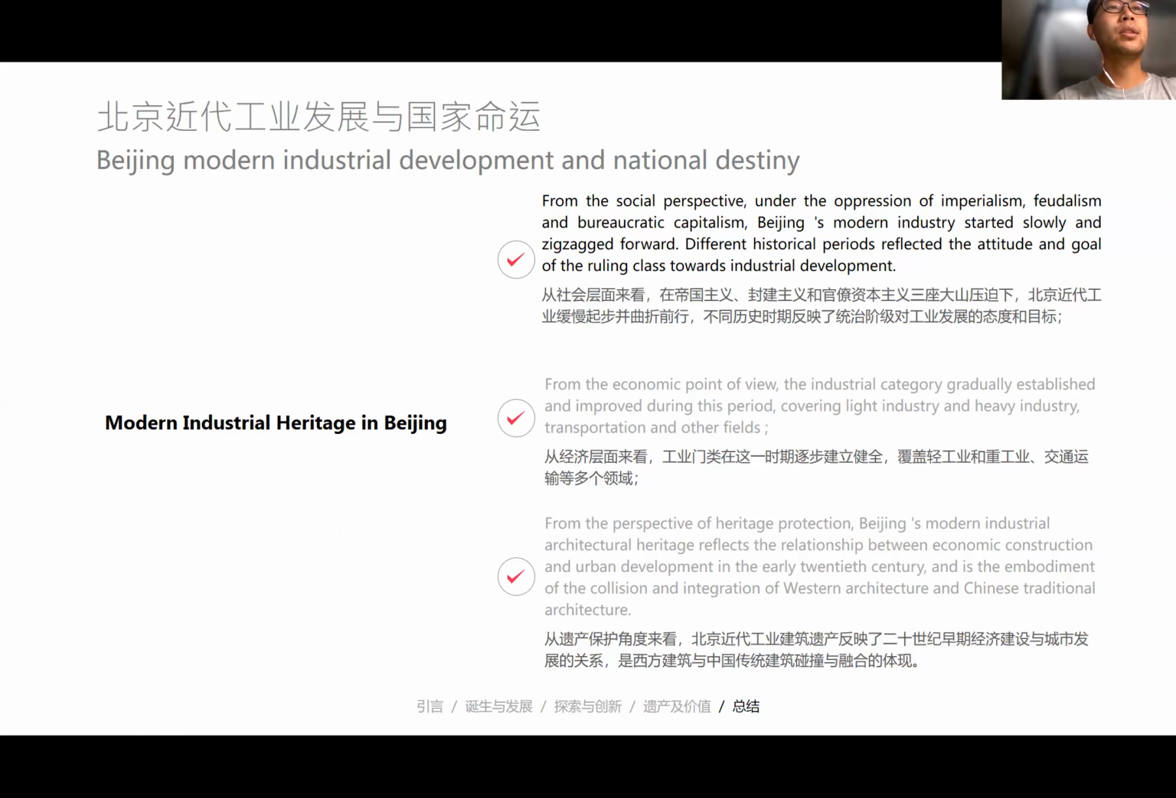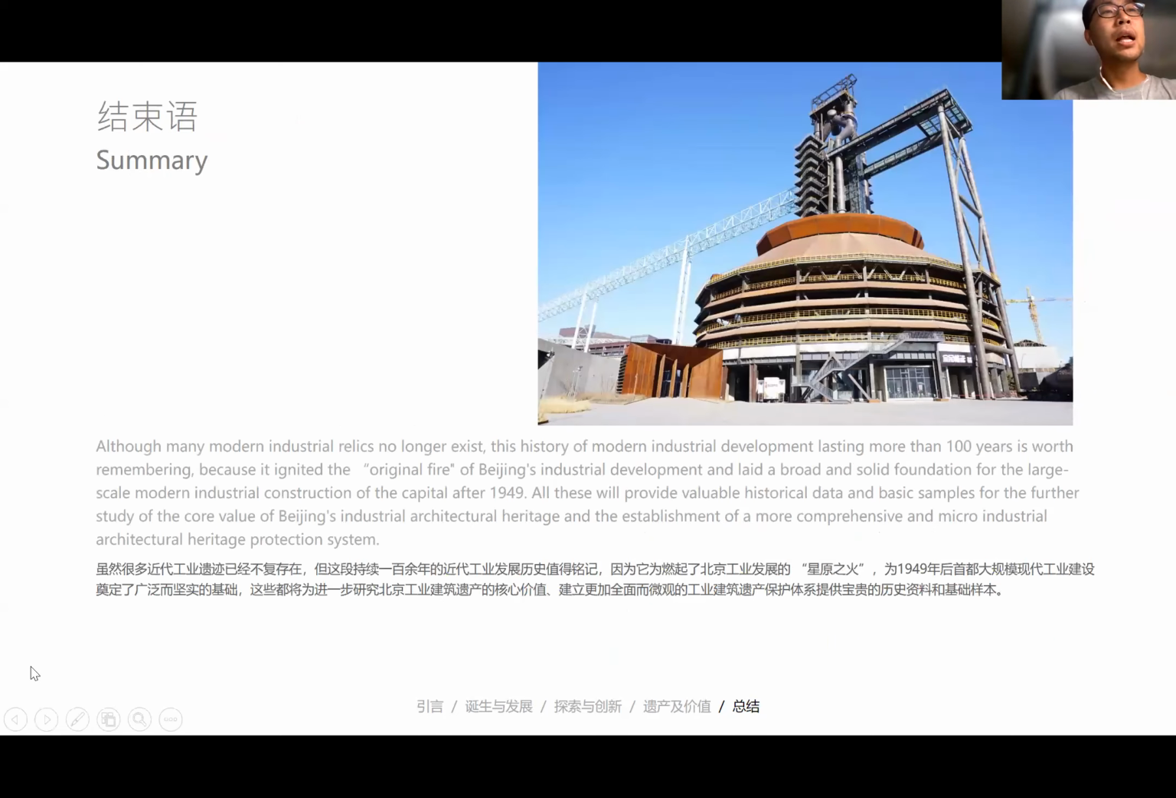In the early urban development in the early 20th century, it is also the interaction and the fusion between Western architecture and traditional Chinese architecture. Although many modern industrial monuments no longer exist, the history of modern industrial development that has lasted for more than 100 years is worth remembering.